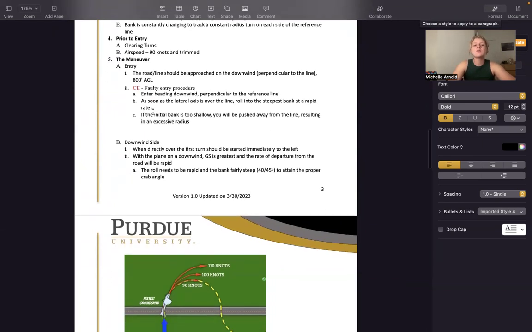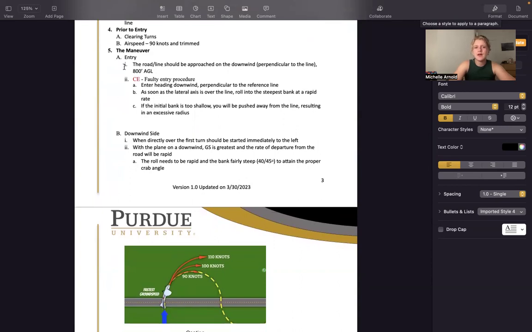Okay, so the maneuver entry. The road or line should be approached on the downwind, so perpendicular to the line.